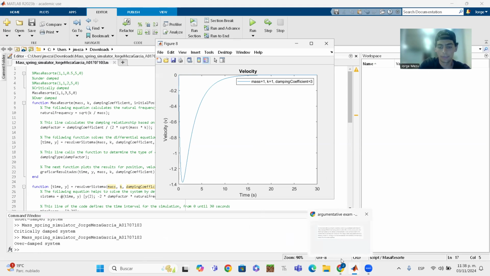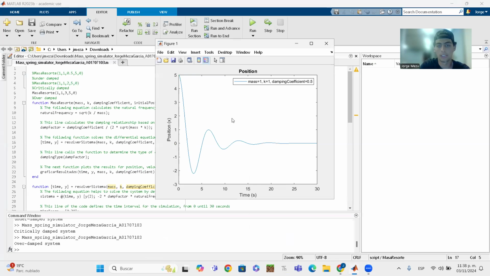And then here we have the one that was required with a damping constant of 0.5, such as the amplitude and the oscillation at 10 seconds is exactly at 50%. The result was that the system was underdamped. And thanks, that was my argumentative exam.